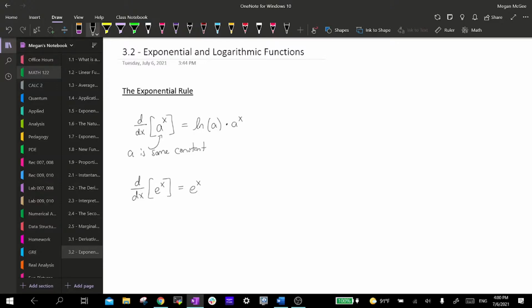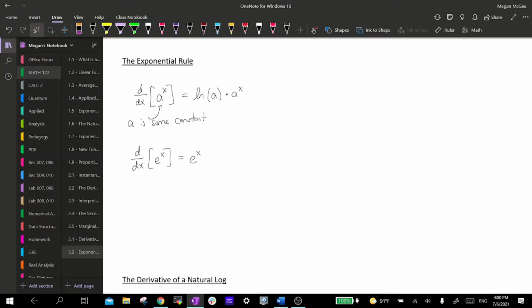Okay? And another case we have is if there's a coefficient in that exponent. So if we have e to some coefficient k times x, we are going to end up with, we bring down the coefficient, so k e to the kx. Alright, so again, where k is a constant.